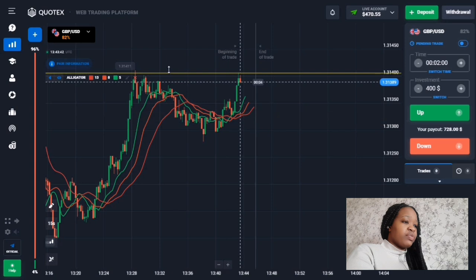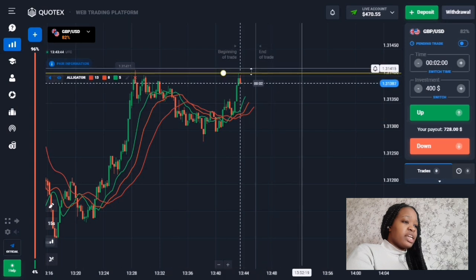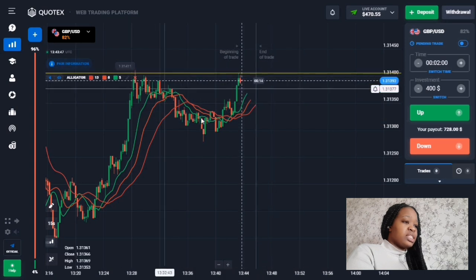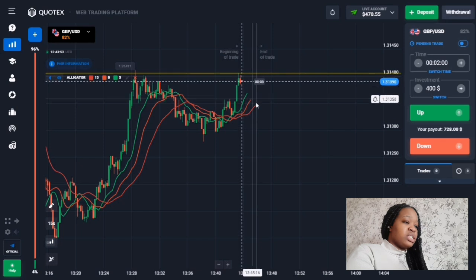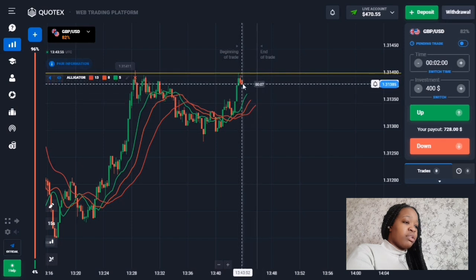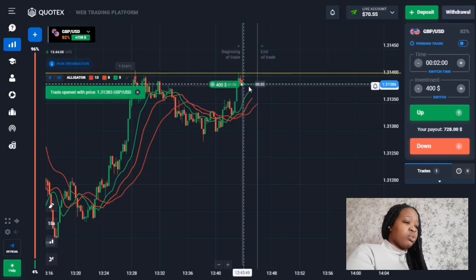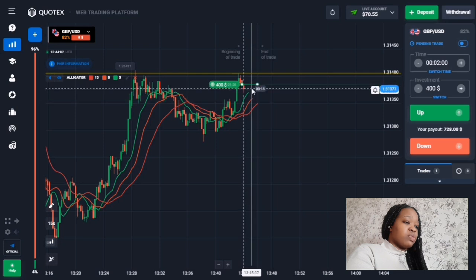So this is a level of resistance, and from this level there has been a rollback, and now price is again trending to this level. And analyzing the indicator, the moving averages are moving further from each other. So I'll enter with an up trade for 2 minutes because I think this level will be broken through. So let me wait for the results of this trade.